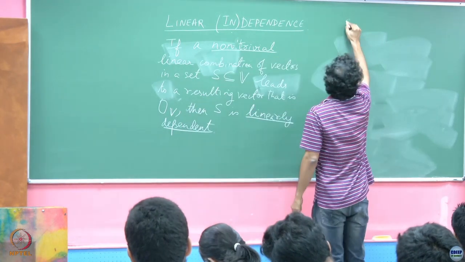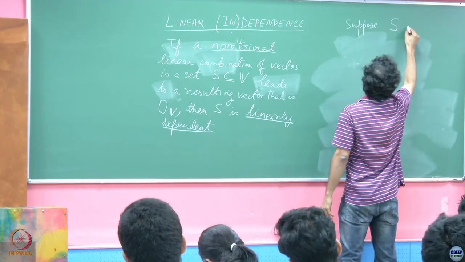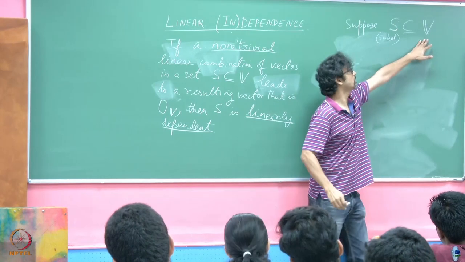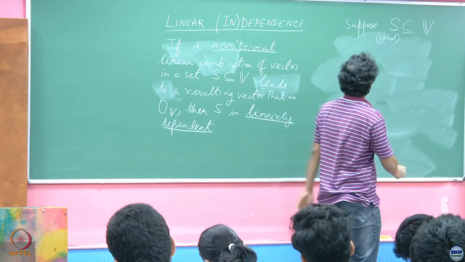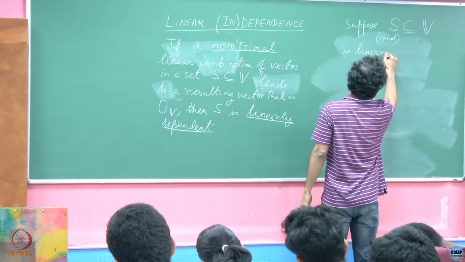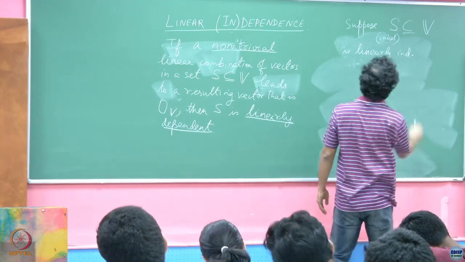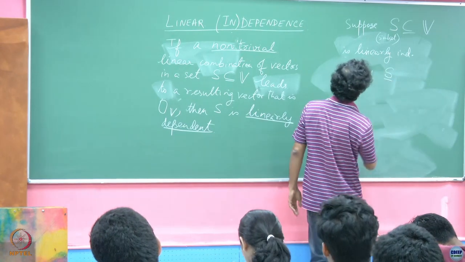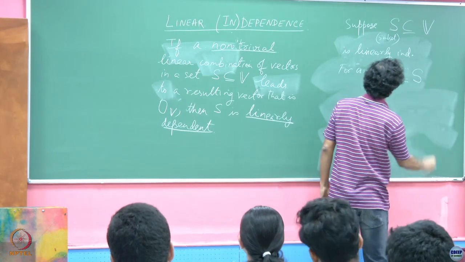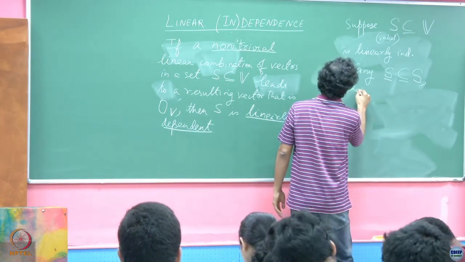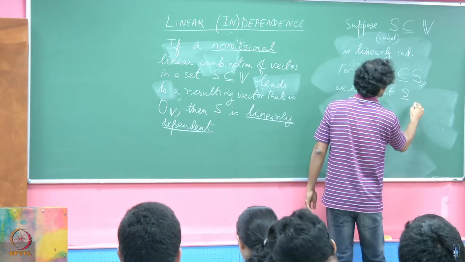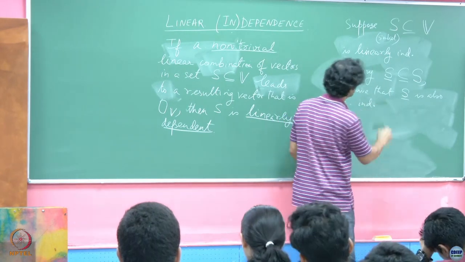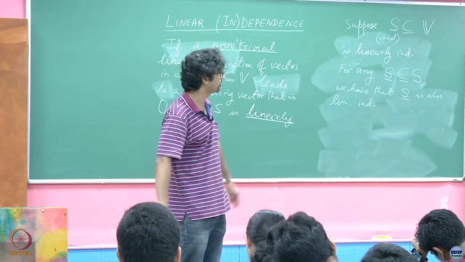Okay? So suppose S, this is a subset within a vector space. By now you understand that when I write this V, it is a vector space. Suppose S is linearly independent. Then for any S bar, which is a subset of S, we have that S bar, or rather S underlined, is also linearly independent. Is this obvious? How do we go about trying to prove a claim such as this?